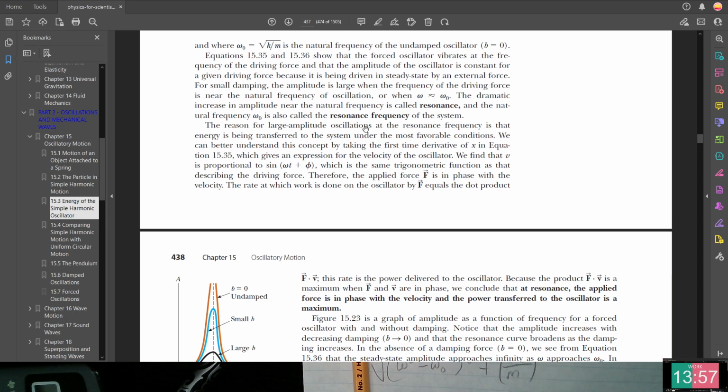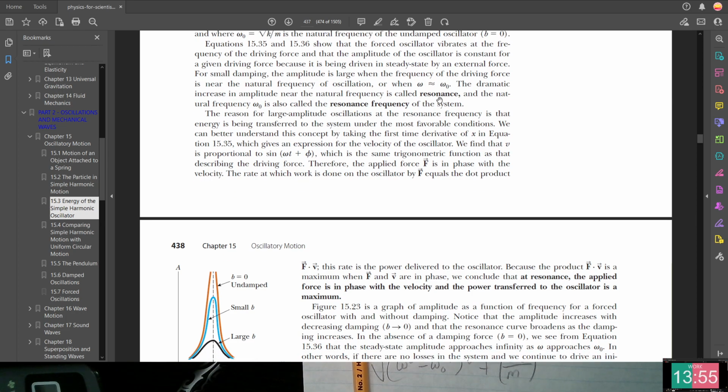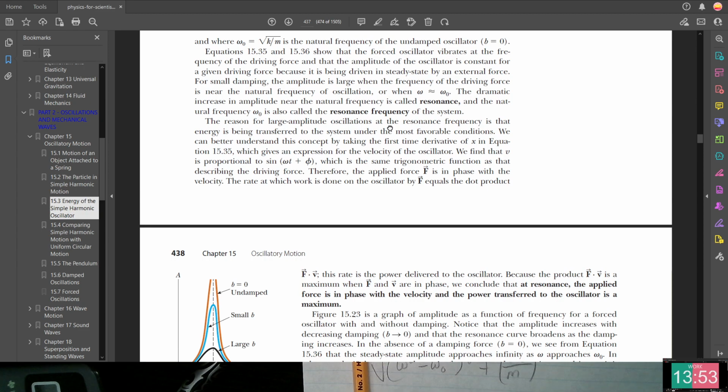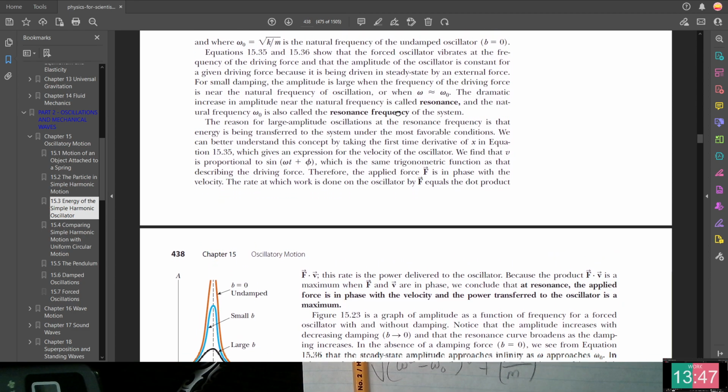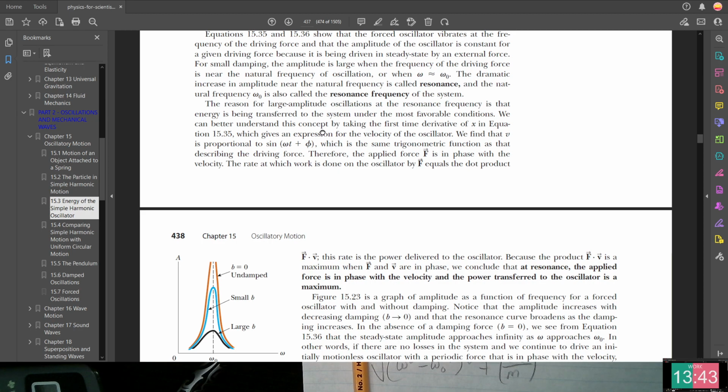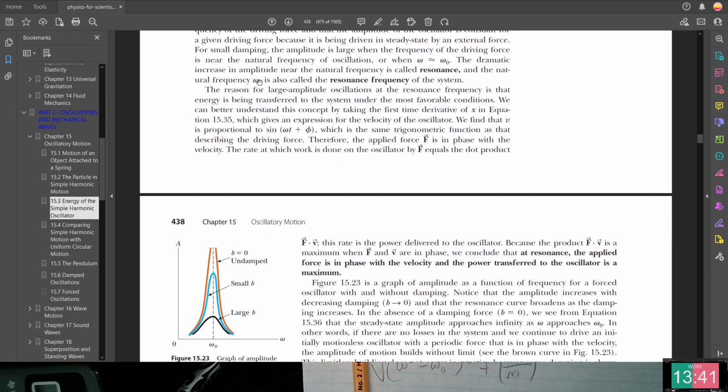On resonance frequency. I heard this term before in a video game or something. Resonant cascade from Half-Life 2. Oh my god, a Half-Life reference. I didn't know that physics textbook makers were Half-Life fans.